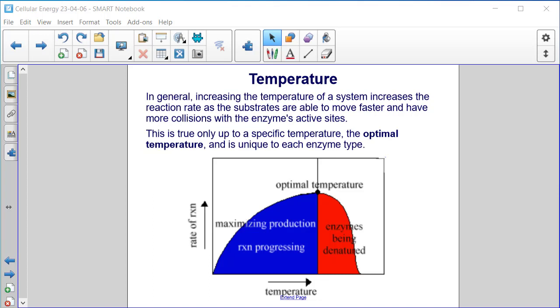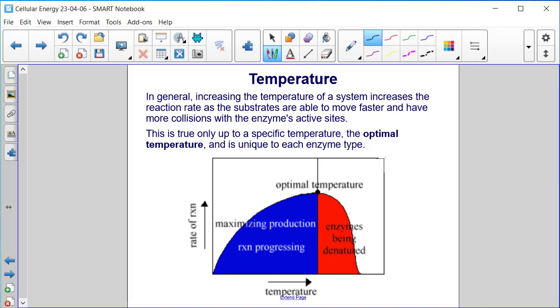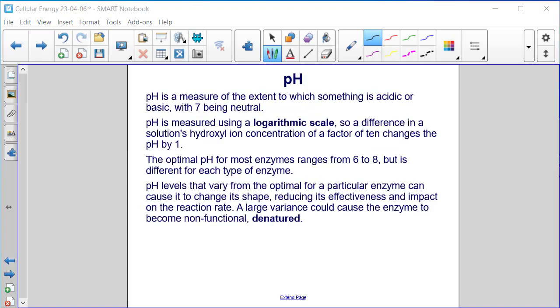Temperature. In general, increasing the temperature of a system increases the reaction rate as the substrates are able to move faster and have more collisions with the enzyme's active sites. This is true only up to a specific temperature, the optimal temperature that you see in the graph, and is unique to each enzyme type.